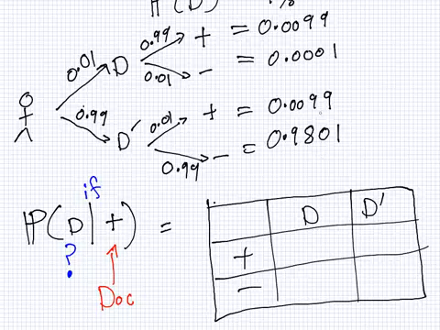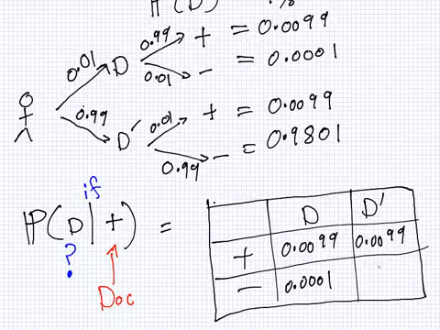Alright, so we can have a look at it now. So I'm putting in the probabilities. So diseased and positive, that's 0.0099. Not diseased, but a positive result is 0.000. Oh, sorry, no, I'm looking at the wrong one. Diseased, but a negative result, 0.0001. Not diseased and positive, 0.0099. And not diseased and negative result, 0.9801.